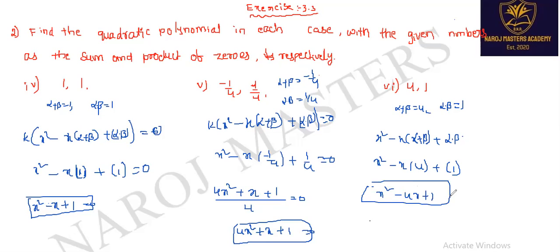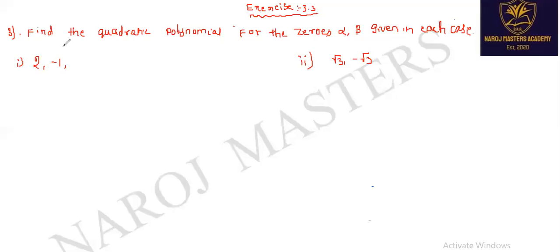Okay, equal to 0. You can write, okay, this is the quadratic polynomial with the given zeros. Now look at question number 3. Find the quadratic polynomials for the zeros alpha and beta given in each case. In the last problem, the sum of the zeros and product of the zeros were given. And in this problem, only the zeros are given directly.